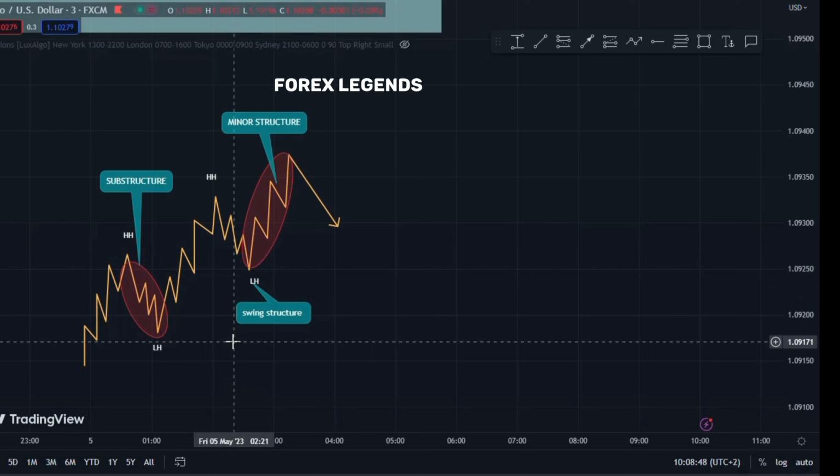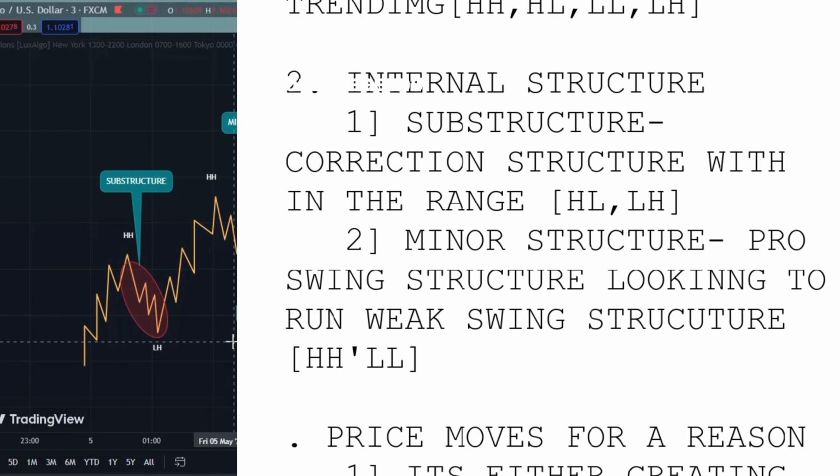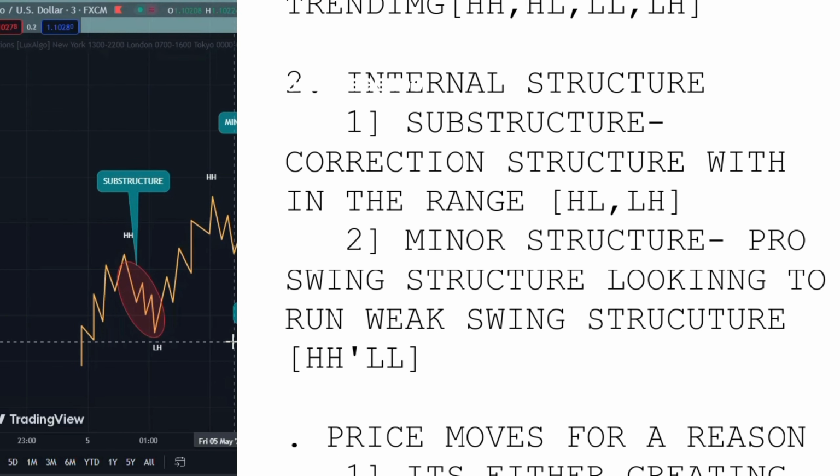When we look at the second thing, we're going to look at the internal structure. What is internal structure? Internal structure is broken into two parts, right? Firstly, we're going to look at the substructure. What's the substructure? Let me give you guys the definition. I want you guys to write it down somewhere. It is a correction structure within a range.